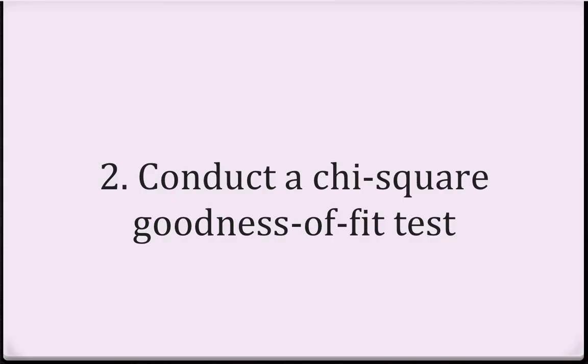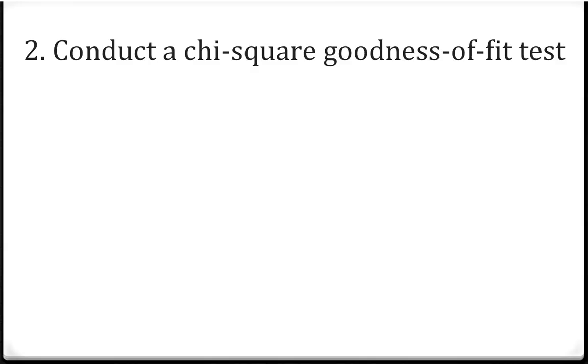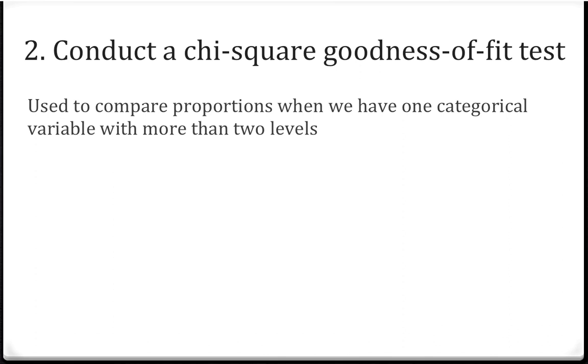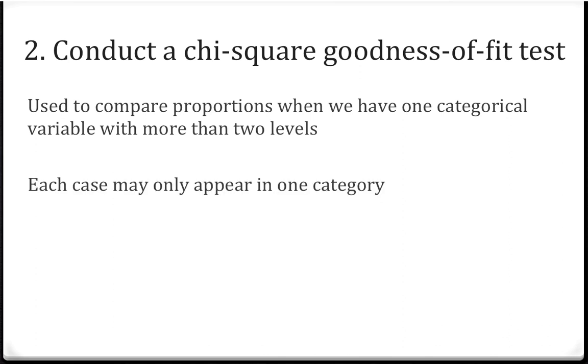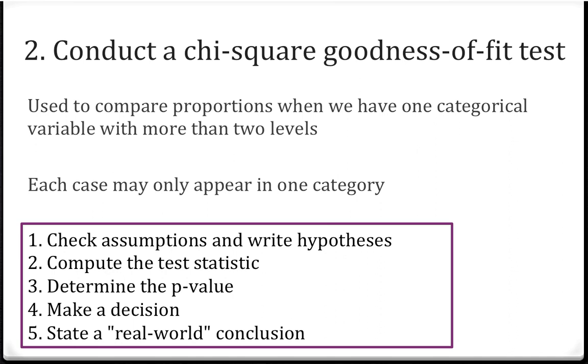Let's move on to learning objective 2, conduct a chi-square goodness of fit test. A chi-square goodness of fit test is used to compare proportions when we have one categorical variable with more than 2 levels. An assumption of this test is that each case may only appear in one category. We're going to be using the 5-step hypothesis testing procedure that you've seen before in the past. Now I'll walk through these 5 steps with you, and then we'll do a few examples.